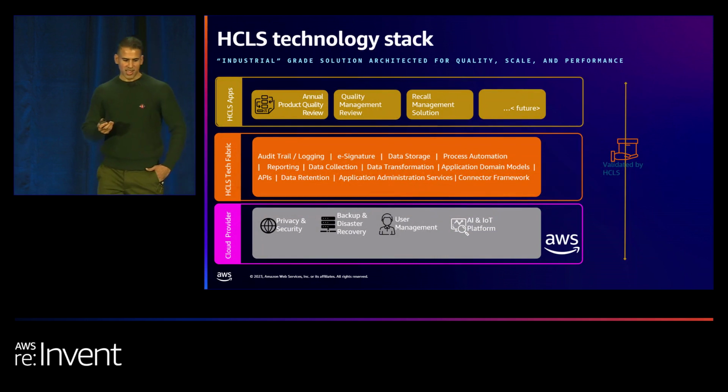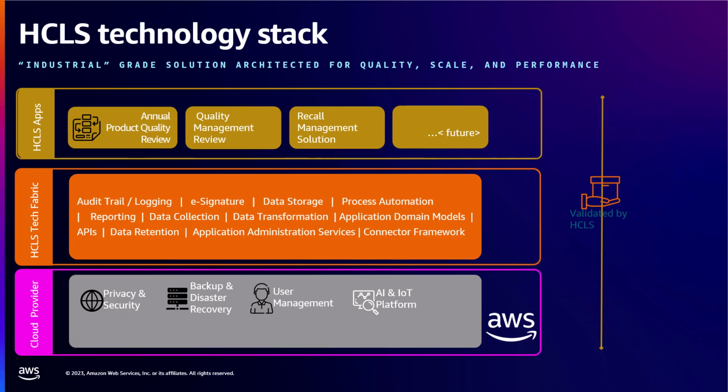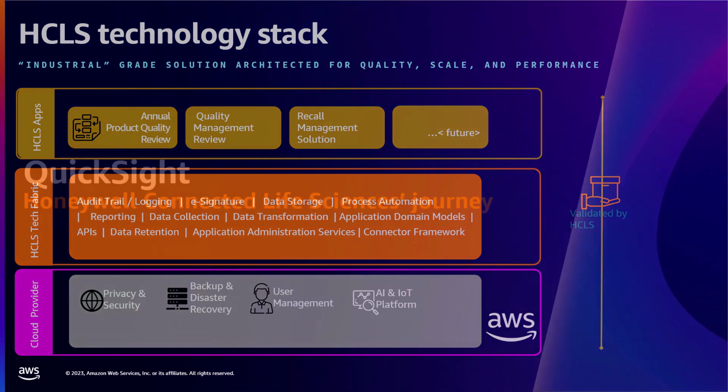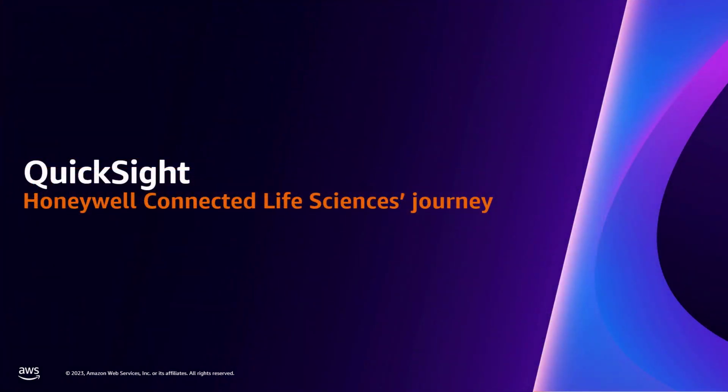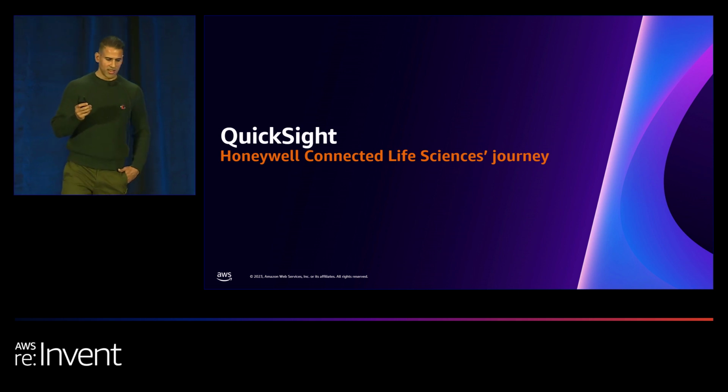Talking about the tech stack, we are built on top of native AWS services, where we do the AI and IoT platform, user management, backup and disaster recovery, privacy and security. In the orange box, we have a common set of microservices that serve these business applications that sit on the top. So now I'm going to talk about QuickSight's integration with Honeywell Connected Life Sciences.